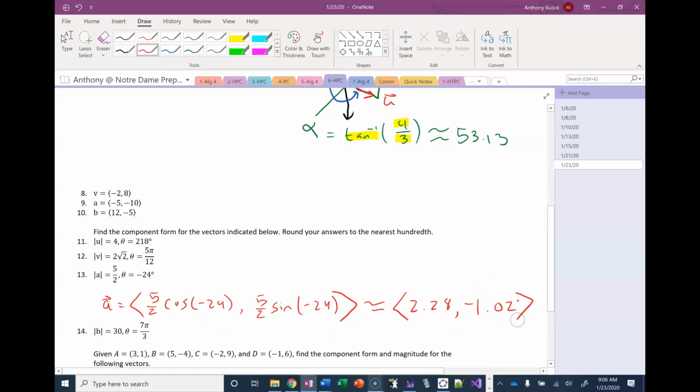So, yeah, what's happened with my calculator? Because I remember those negatives.